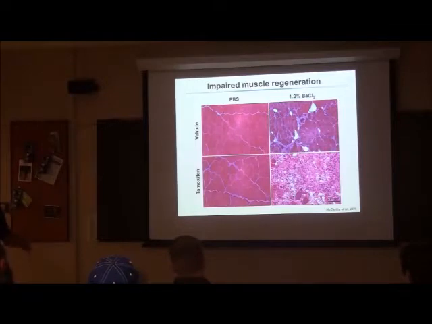I mean, it doesn't happen normally. But in any case, after, I think this is after a week, you can see that the muscle is beginning to regenerate. Okay? Now here is tamoxifen. Again, that is a muscle that has 90% of its satellite cells gone, and you can see that regeneration is significantly compromised, right? It's just a lot of fibrosis.